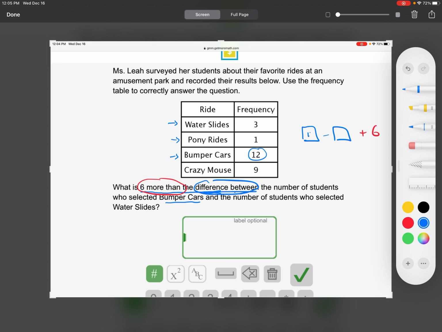So that's 12, so 12. And the number of students who selected water slides. Water slides are right here. Water slides are 3, so I put a 3 there. So now I just do the math. 12 minus 3 is 9. 9 plus 6 is 15, and my answer is 15.